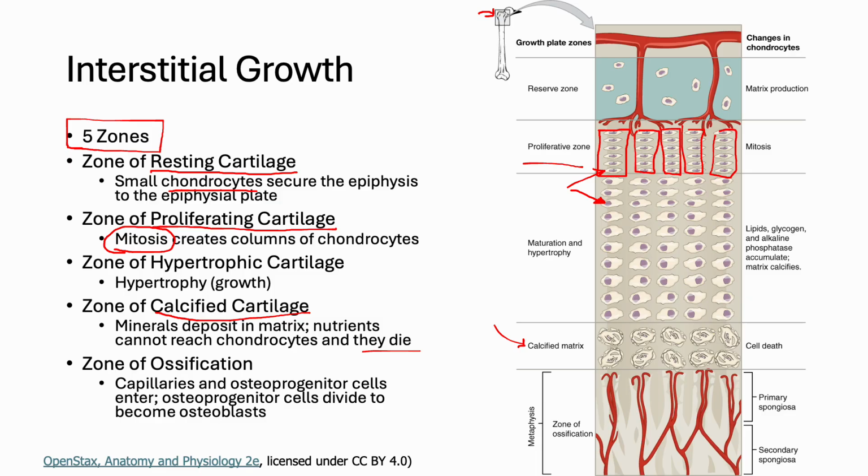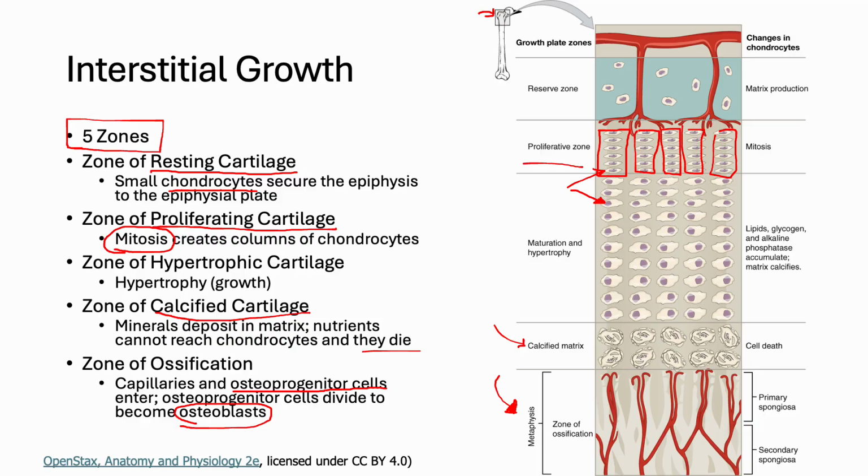Now, the final zone, the zone of ossification. Ossification tells us this is where the bone production is occurring, right? Those capillaries are going to enter into that region, and with that blood supply, the osteoprogenitor cells, these stem cells, are going to enter that region. When that happens, they do what stem cells do: they divide and become bone builders, or osteoblasts.